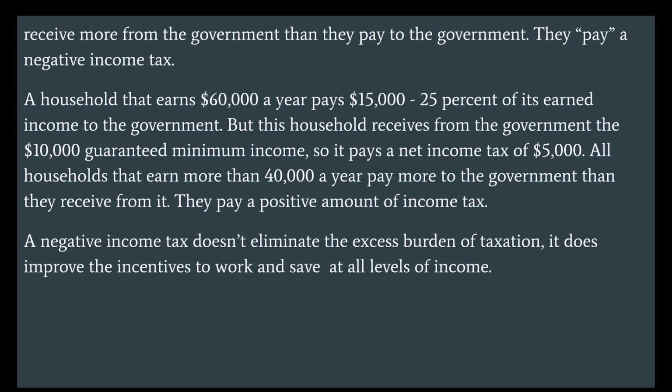A household that earns $60,000 a year pays $15,000, 25% of its earned income, to the government. But this household receives from the government the $10,000 guaranteed minimum income, so it pays a net income tax of $5,000. All households that earn more than $40,000 a year pay more to the government than they receive from it. They pay a positive amount of income tax. A negative income tax doesn't eliminate the excess burden of taxation. It does improve the incentives to work and save at all levels of income.